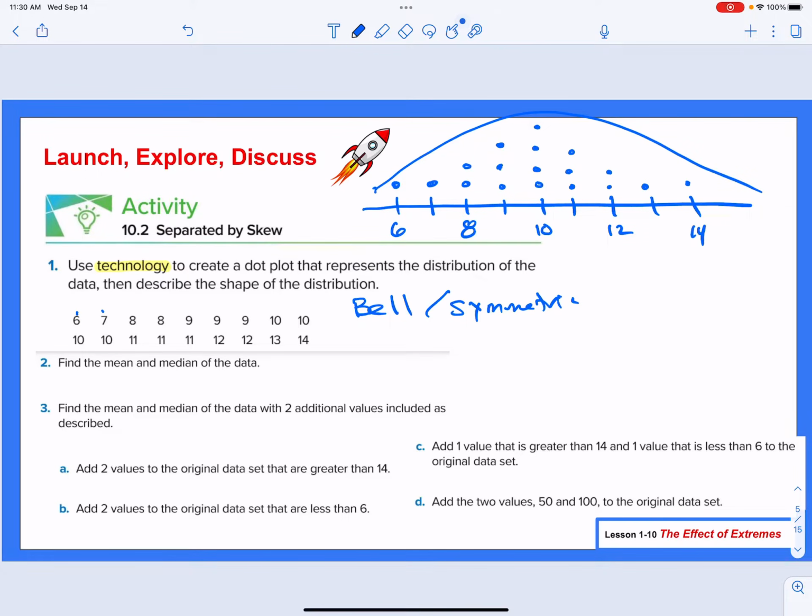It then says to find the mean and the median. To find the mean, we're going to need to add up all those values: 6 plus 7 plus 2 eights plus 3 nines plus 4 tens, and add that all up and then divide by the number of dots that we have. In this case we have 18 altogether. So I'm going to get the total and divide by 18. And when we do that, if you use your calculator real quick, we're going to find that the mean of this data is 10.